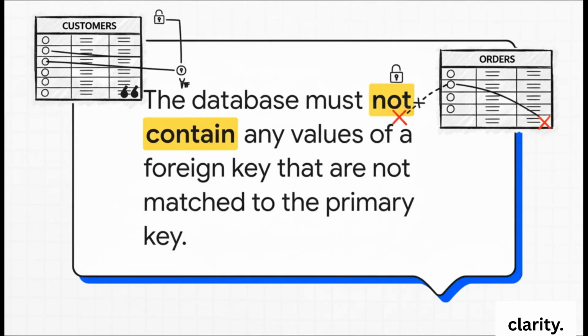This whole system is held together by this one super important rule called referential integrity. All it means is that you can't have an order with a customer ID of 99 if there's no customer 99 in the customers table.